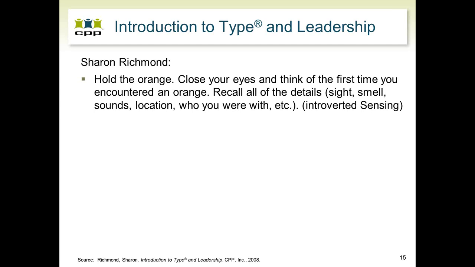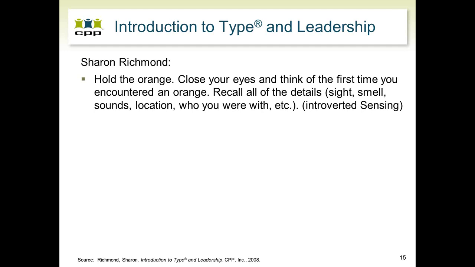For instance, when she's describing introverted sensing, she says to hold an orange. And while you're holding the orange, close your eyes and think of the first time you ever encountered an orange in your life. Recall all of the details, the sight, the smell, the sounds, the location, who you were with. This is using sensing internally.